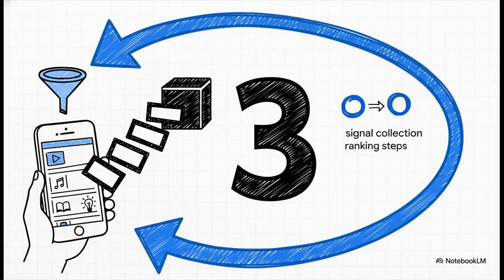And here's where the magic really happens. This isn't a one-and-done thing. The videos with the highest scores get lined up for your next feed. But the moment you watch those videos, you create brand new signals, which feeds back into the system, which refines the next set of predictions. It is a continuous, self-improving loop that gets smarter with every single swipe you make.